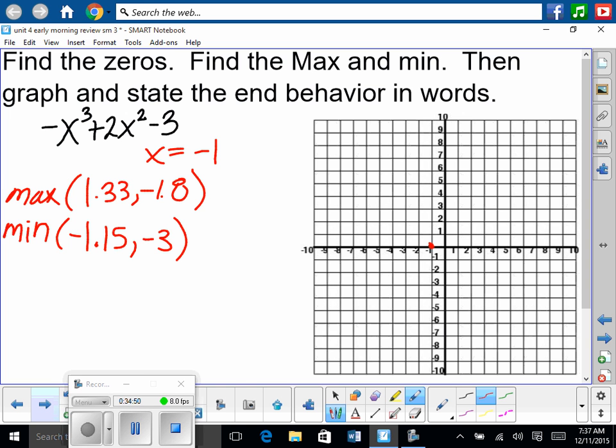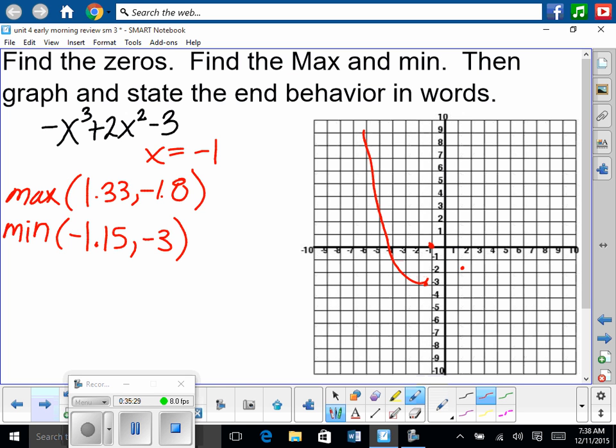Now I can graph those two things. I have a maximum at over 1.33, down 1.8, so that's right about there. Then I have a minimum at negative 1.15, down 3. Now you can draw your graph. Just use your calculator. It looks like it's coming down from here, I won't be picky. It comes down, hits that minimum, goes back up.